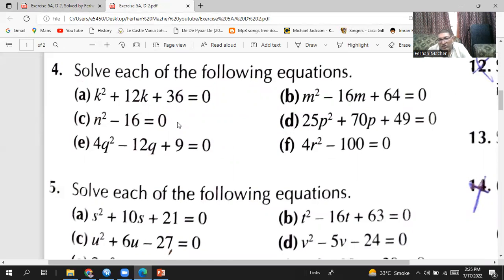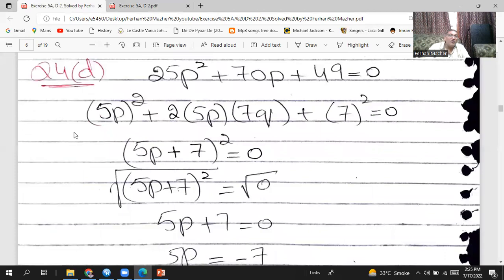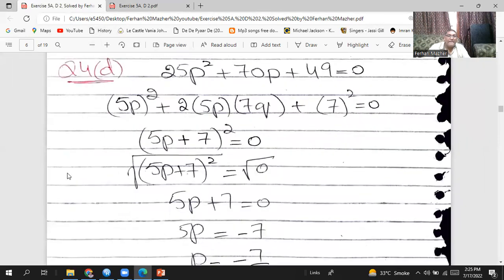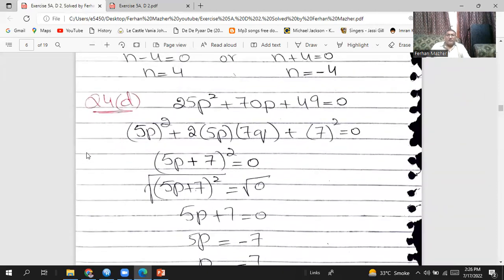Okay, question number 4, it's D part, 25p square plus 70p plus 49 equals 0. So you can do the middle term breaking, or you can solve it another way. I'm going to factorize it with the help of the algebraic identity. 25p square is a perfect square. 49 is also a perfect square. So 25p square can be written as 5p whole square, and 49 can also be written as 7 square. And the 70p can be written as 2 into 5p into 7.